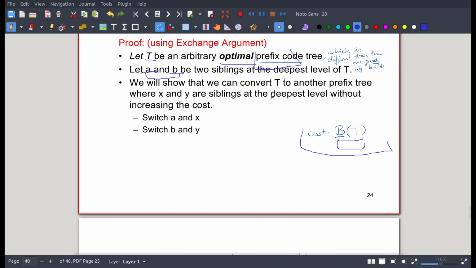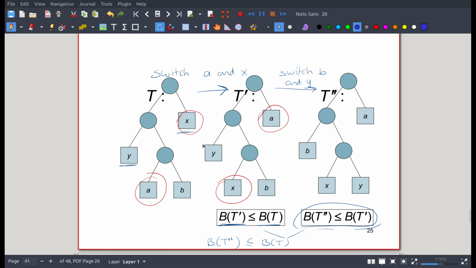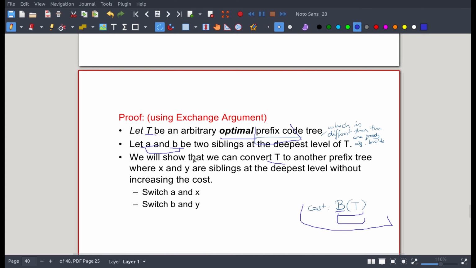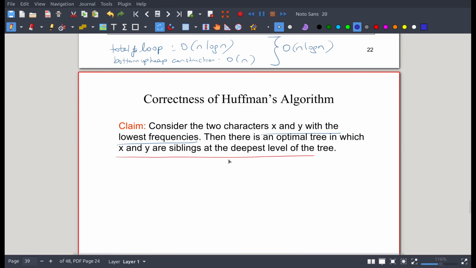So we will convert the optimal tree that we are assuming here into another prefix tree, which is also optimal. This is what we're going to prove, without increasing the cost. What does without increasing cost mean? It means it's also optimal. So let's look at the example. What we're going to do is we have x and y. As we said, x and y are the lowest frequencies.